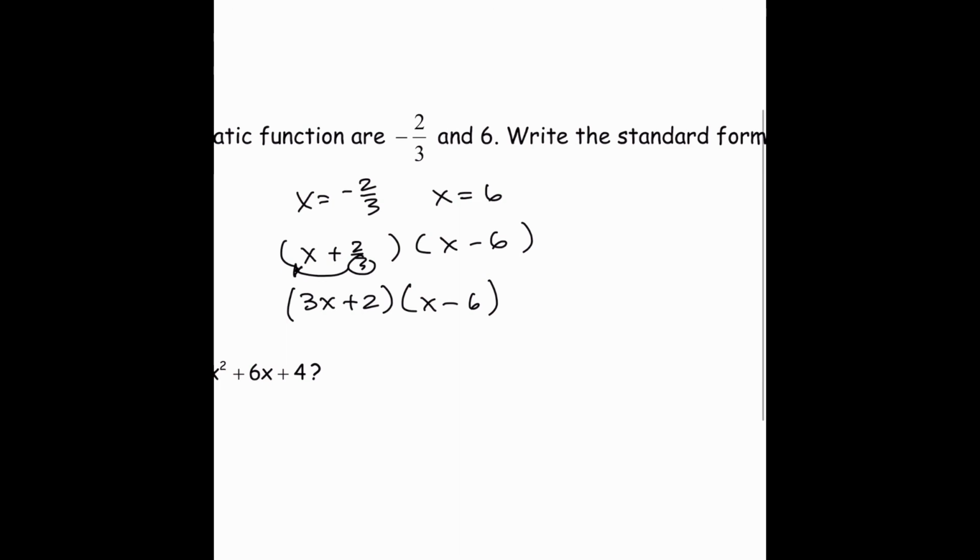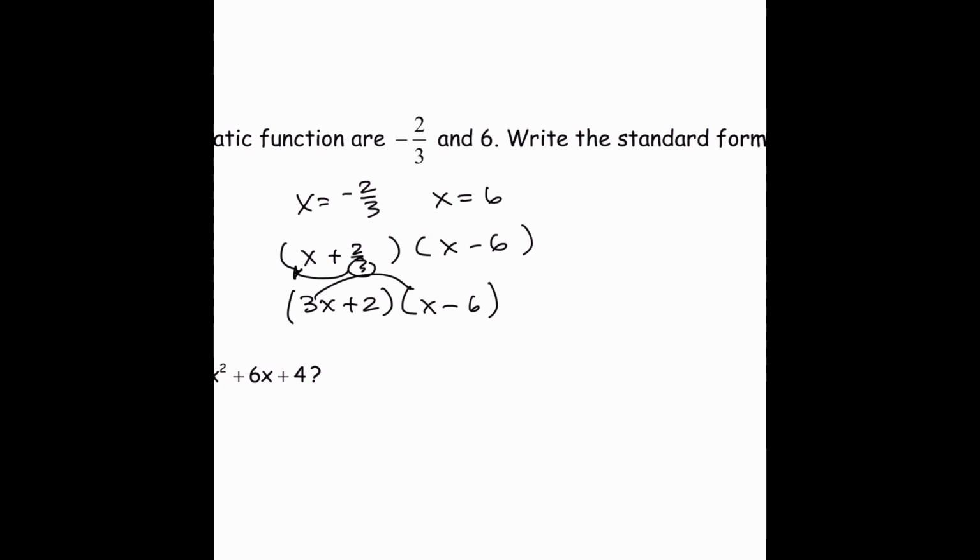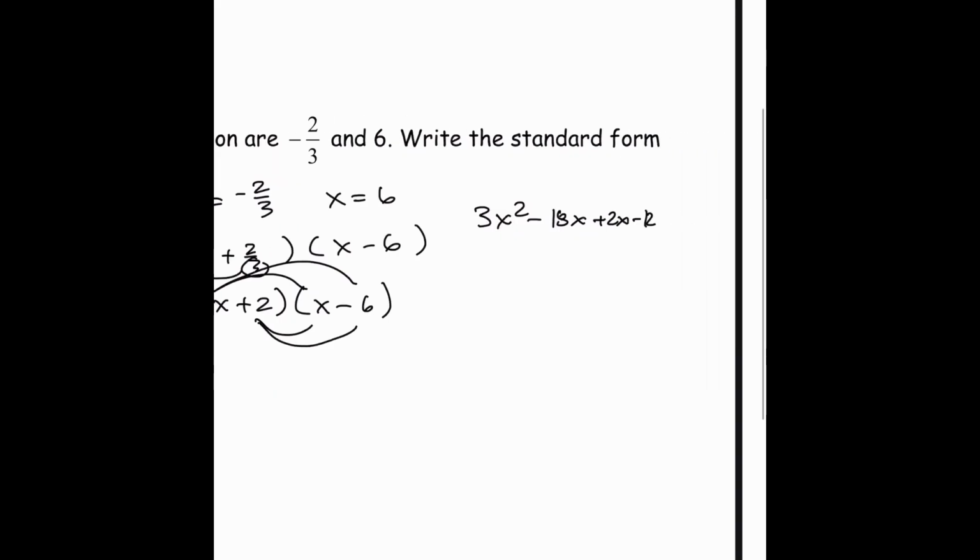We want it in standard form. So if we FOIL this out, we're going to get 3x squared minus 18x plus 2x minus 12. Combining like terms, 3x squared minus 16x minus 12. There it is. I feel like that's it. That's the answer. Standard form.